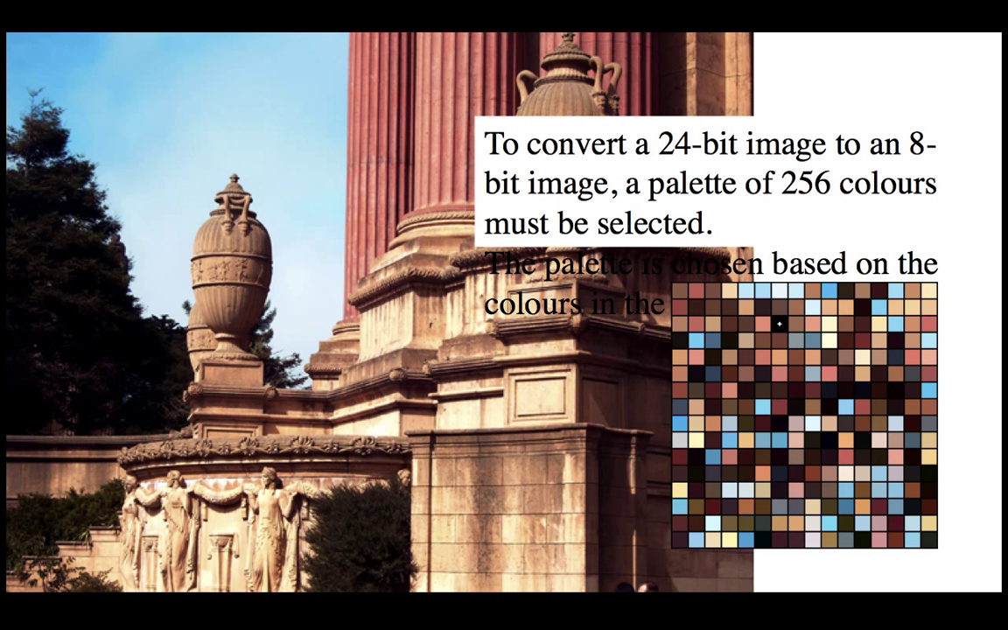But one of the things that Photoshop can do is look at an image and say, well, based on what's in this image, this set of 256 colors is what you should go with. And looking at this image here, you can see how this color palette goes with this image. So the palette is based on the colors in the image.